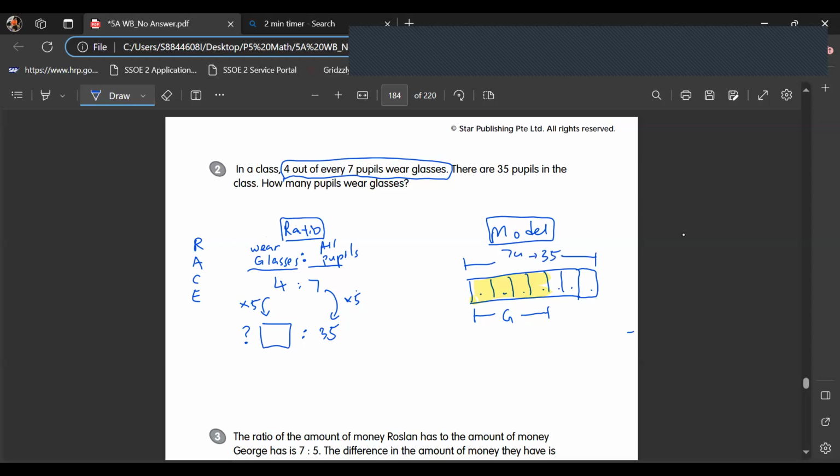Can I ask how many units don't wear glasses? 3. So 1 unit will be 35 divided by 7. That is 5. So you're looking for 4 units. Okay, is this question doable? Not that difficult, right? Feeling like having a good time so far? Can you finish page 184? Just one question. Can? Yes. Okay. Now I'll see you tomorrow then.